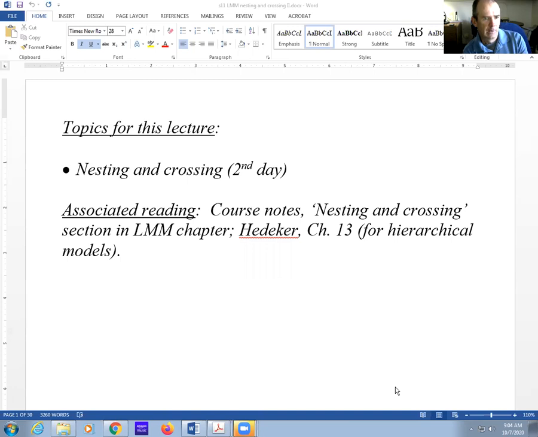So we started last time talking about nesting and crossing and how those terms could mean different things depending on what you're talking about. If you're talking about nested or crossed data versus factors versus designs, they could mean different things. And that's why it's important not to just think that it applies across the board. It depends on what you're talking about.